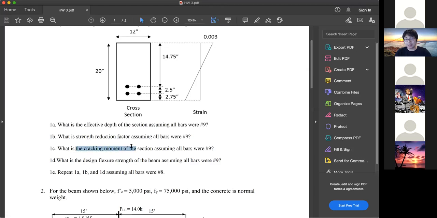Now, what is the cracking moment of the section assuming all bars were number 9? So quick question here. Lucas, look. Yeah. Hey, how are you, buddy? You doing well? Yeah, how are you? All right, not too bad.